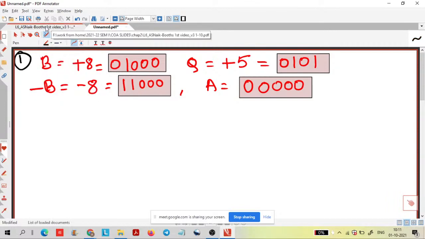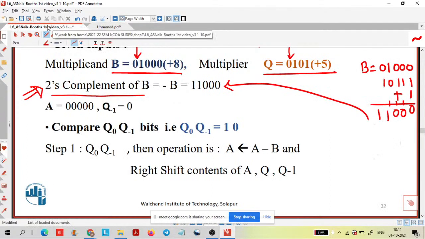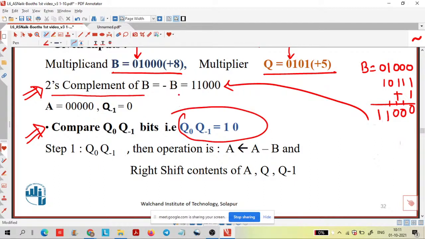Once the initialization is complete, what is the second point? Compare the q naught and q minus 1 bit. You have to compare which ones? q naught and q minus 1. Then perform the operation as per the rules, whatever the operation is, you know the rules.